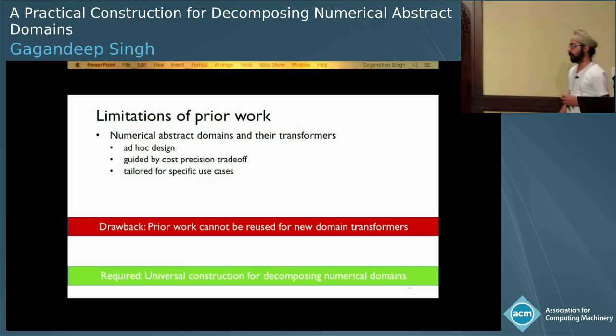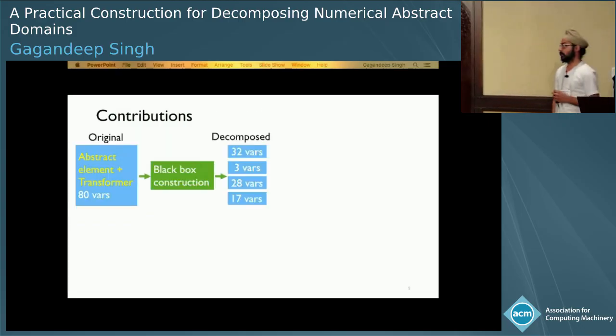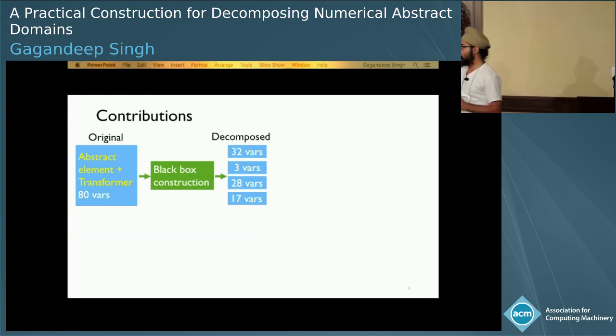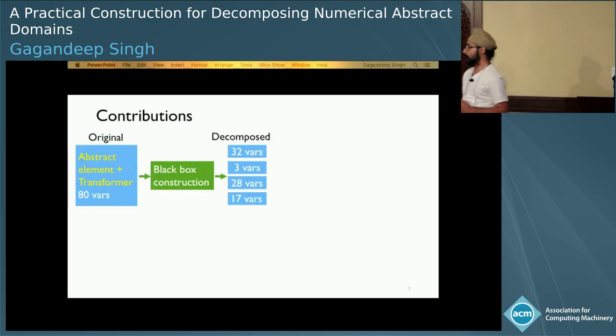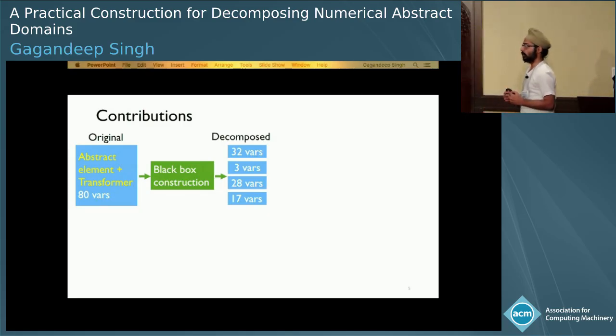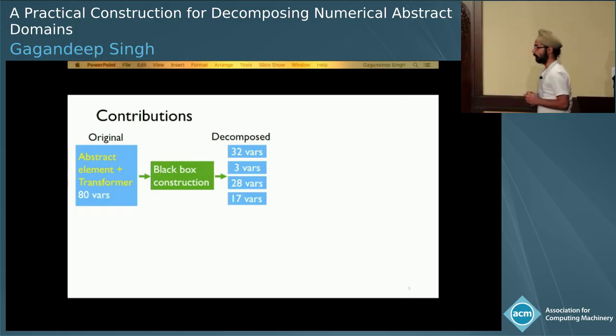So what is required is a universal construction for decomposing any numerical abstract domain. So this is what we achieve in this work. We introduce a black box construction that produces decomposed analysis based on the original non-decomposed analysis. Of course, we assume that the original analysis is sound. Otherwise, we will also be unsound.